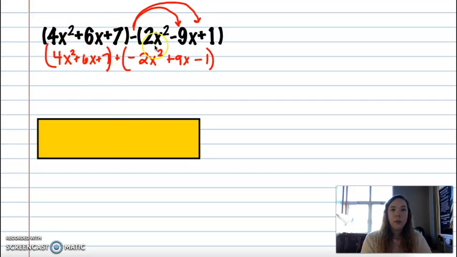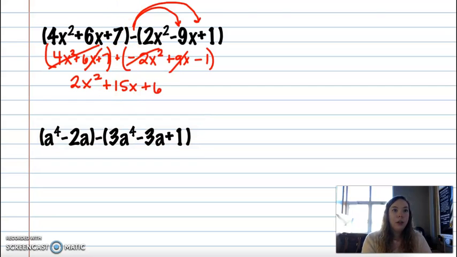So 4x squared plus negative 2x squared is positive 2x squared, or if you like to leave it as subtraction, 4 minus 2 is what you're doing there. Here we're doing 6 minus negative 9, which is the same as 6 plus 9 is 15x. And then you have 7 plus negative 1 is 6, or if you like to leave it as subtraction, you have 7 minus 1.